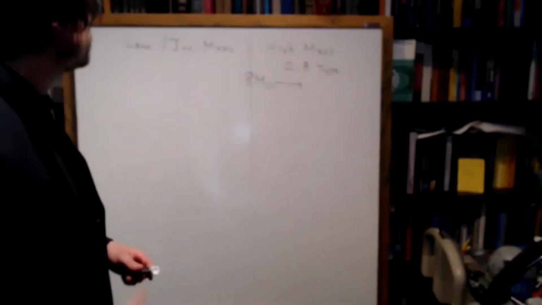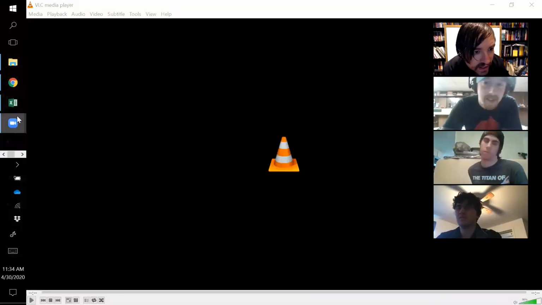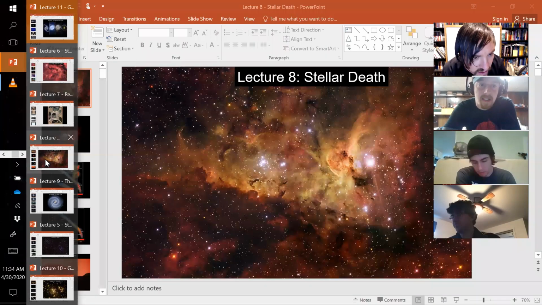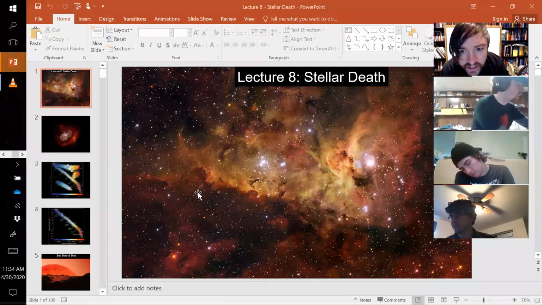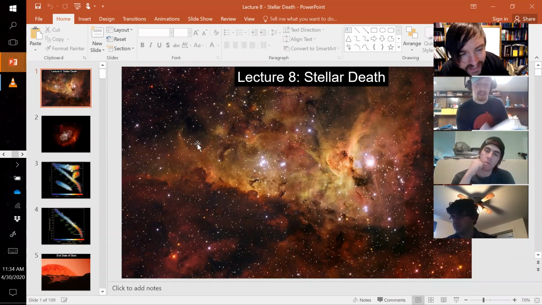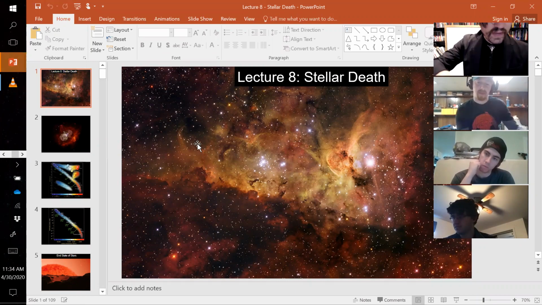All right. So every time a star dies, it goes through a two-part separation. Let me share my screen with you here. Okay, hopefully all these PowerPoints are open. Let's go to my stellar death lecture. It started out with a beautiful looking nebula here. I believe this is the Carina Nebula, where Eta Carina is located.